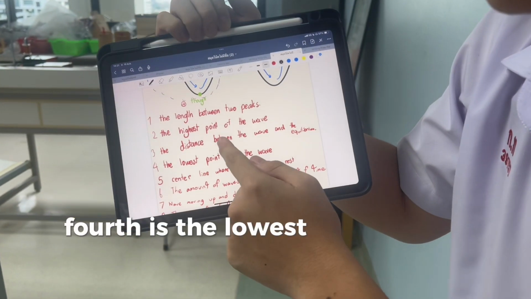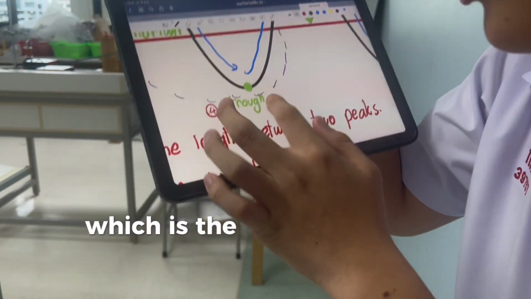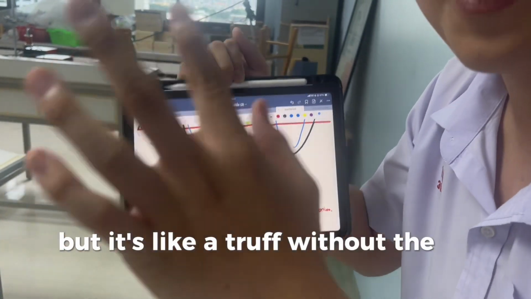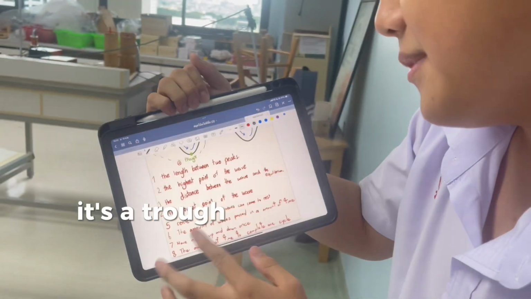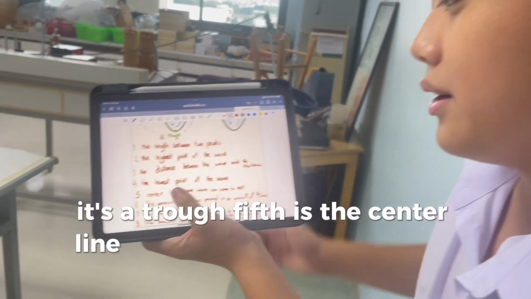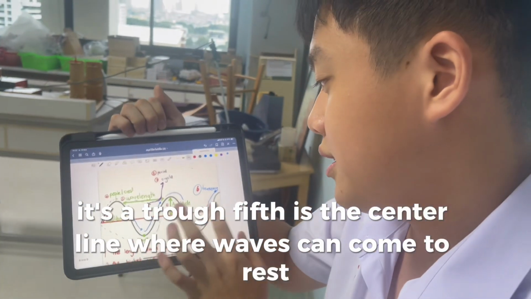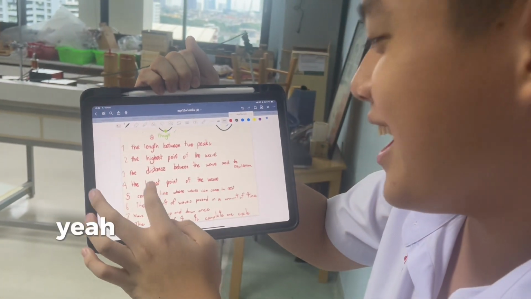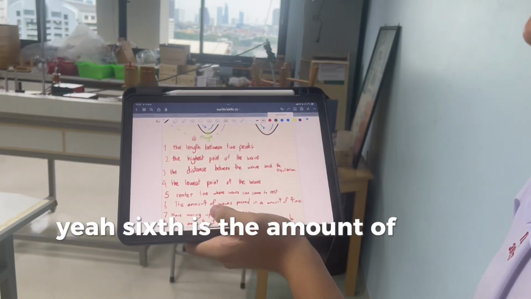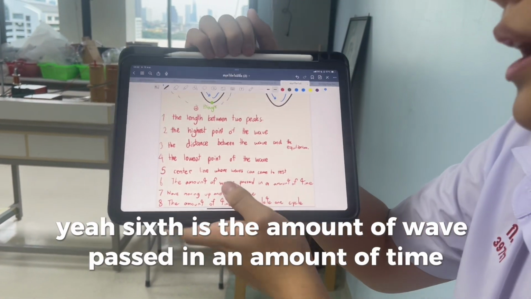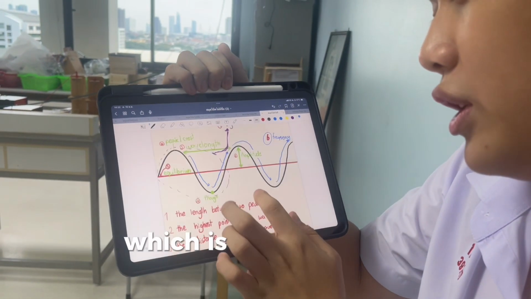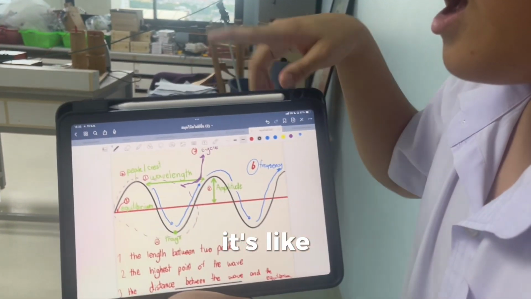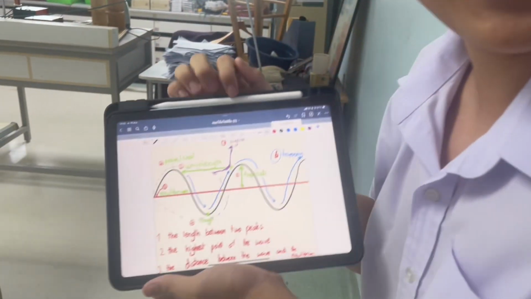Fourth is the lowest point of the wave, which is the trough. It's like a truffle, but without the "fle", you know. So it's a trough. Fifth is the center line where waves can come to rest, which is the equilibrium. Sixth is the amount of waves passed in an amount of time, which is the frequency.